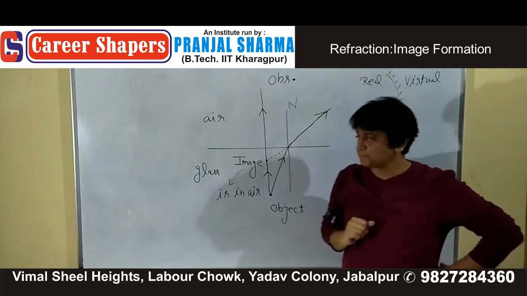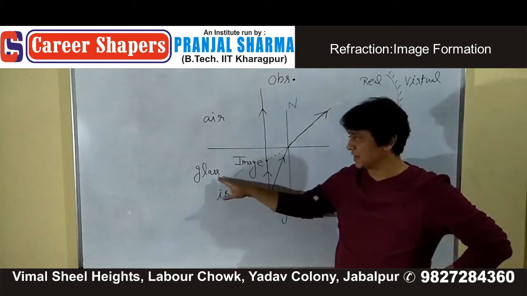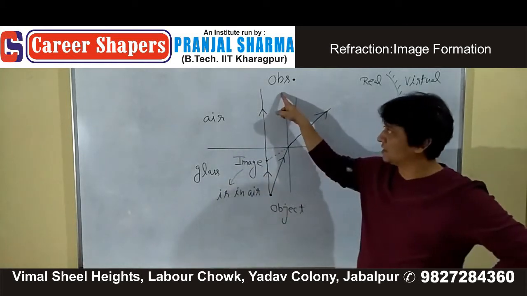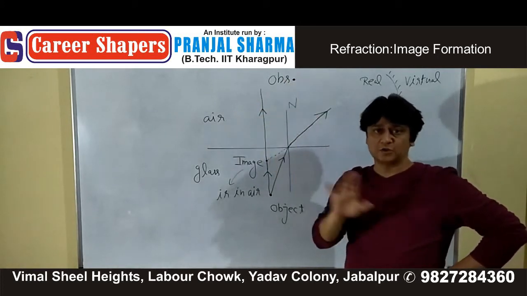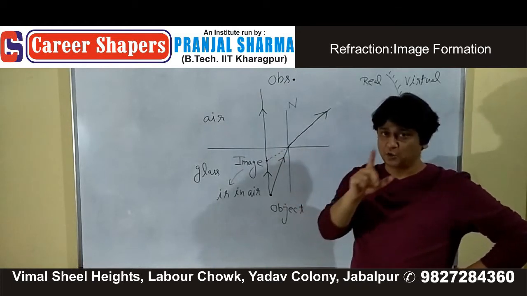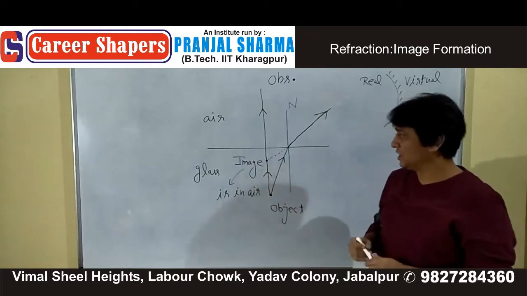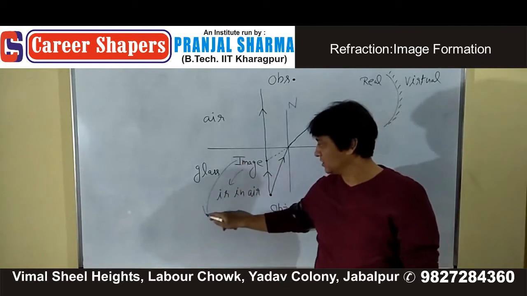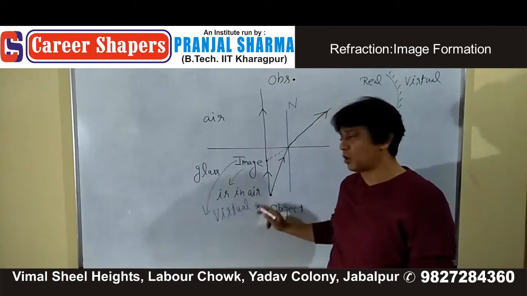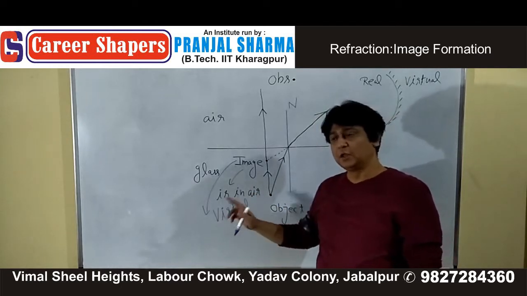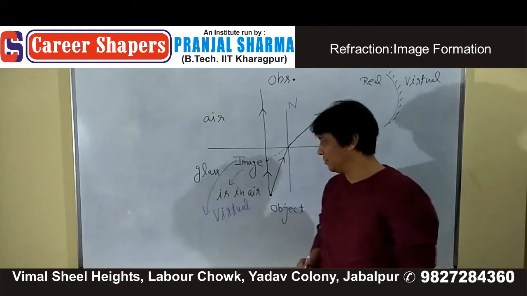Now, since you found that it appears in glass, but he says that he is looking at the image in his medium, because of this conflict we say this image is a virtual image. Whenever there is a conflict, whenever there is a contradiction, that will give you a virtual thing, virtual object or virtual image.